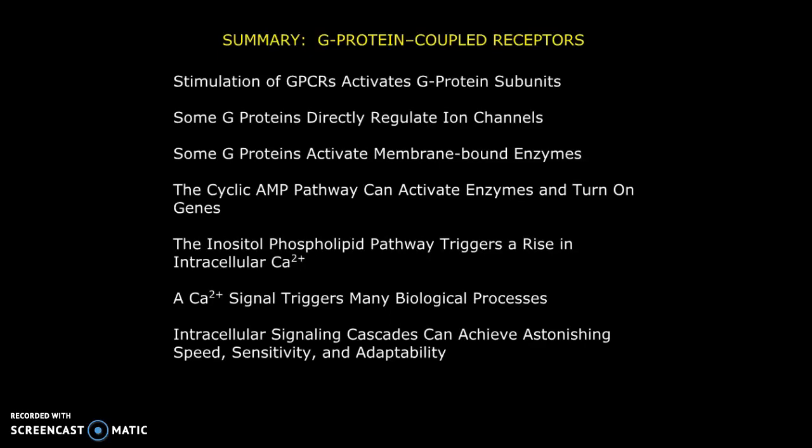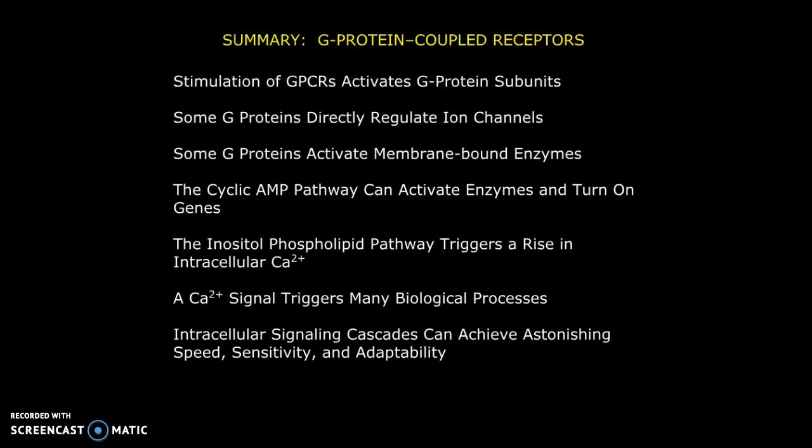Okay, so this is the last video of chapter 16. When last we talked, we were talking about G protein coupled receptors. The general principle of G protein coupled receptors is that the receptor gets activated by binding to its ligand, causing a conformational change, which is going to cause the activation of the G alpha subunit.